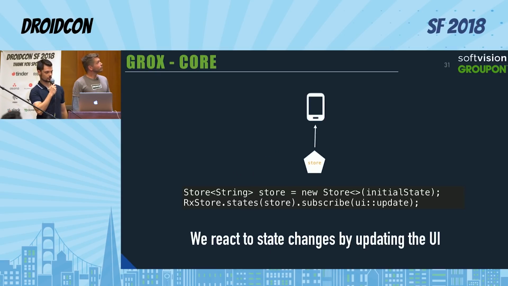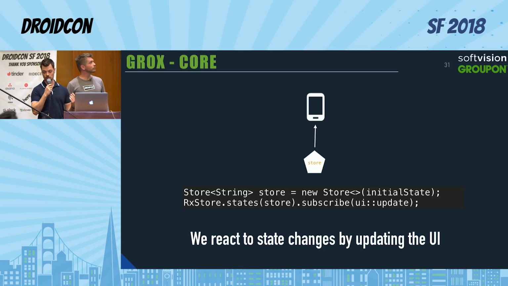Once we create a store, you will give it an initial state. Once you subscribe to a store, you will always immediately get the current state. Next, as I said, we will use the states method from Rx store to generate an observable of states, and when we subscribe to it, we update the UI. Now, this would work with a presenter also, or a view model, it doesn't matter, so it's agnostic of the presentation layer that you use. But the important thing is that the UI will react to state changes.